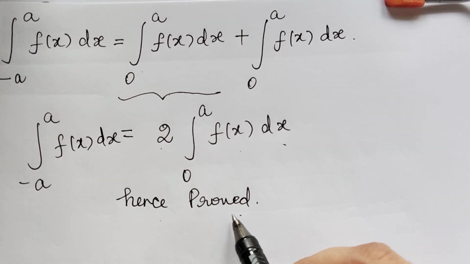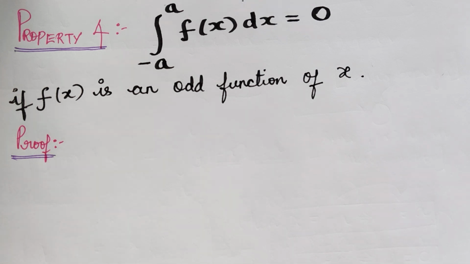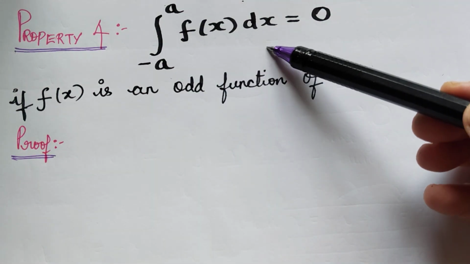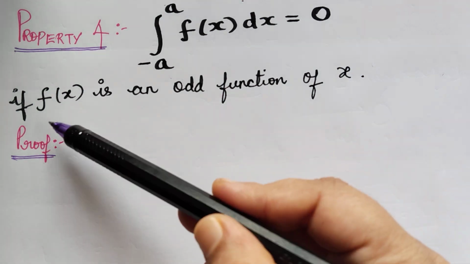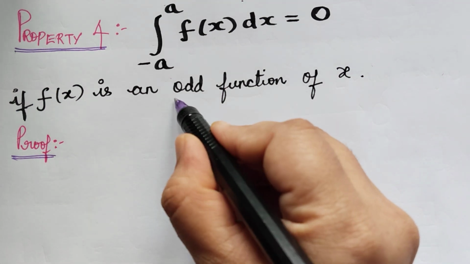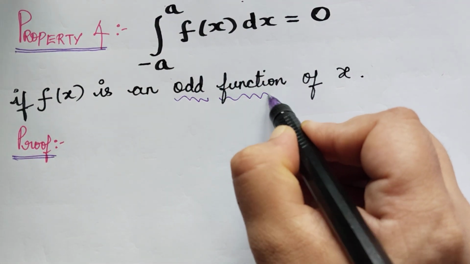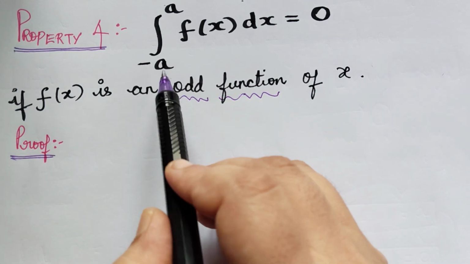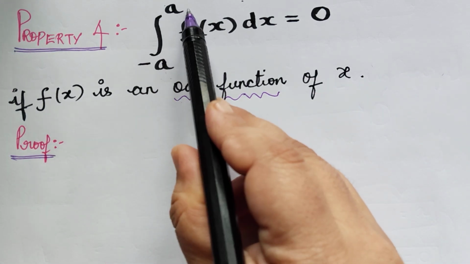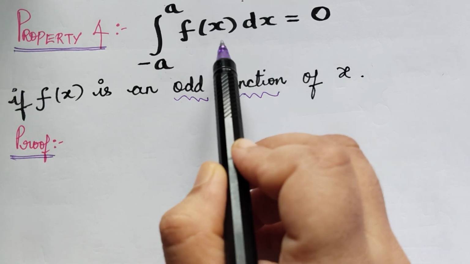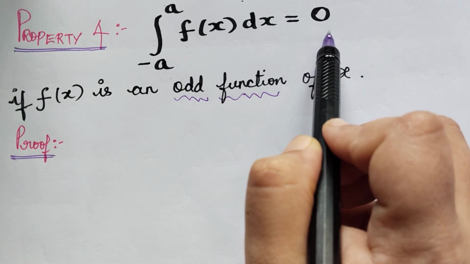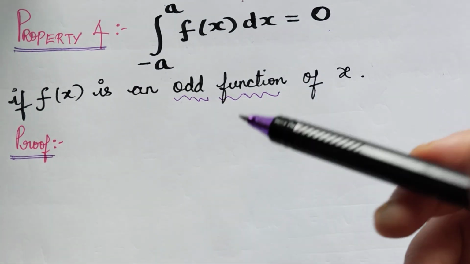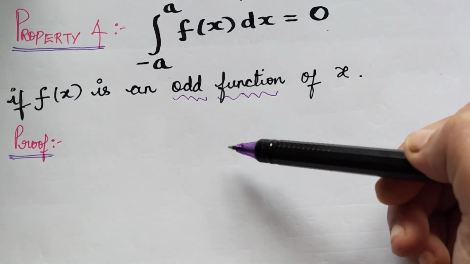Next we will move on to property 4. Property 4 says that integral minus a to a f of x dx is equal to 0 if f of x is an odd function. So remember, if f of x is an odd function, then integral over minus a to plus a f of x dx will be equal to 0. So what is an odd function? In order to prove this property, first we should know what is an odd function.